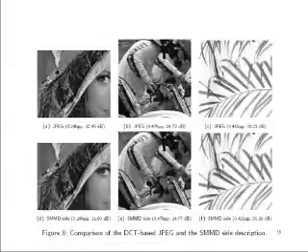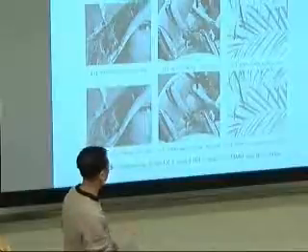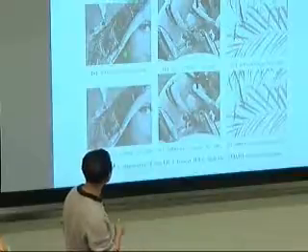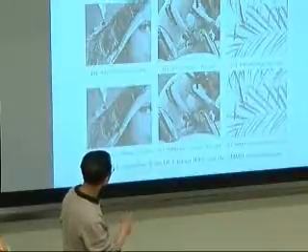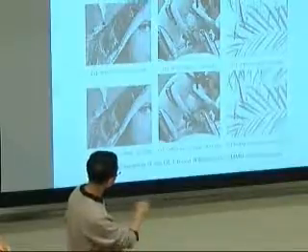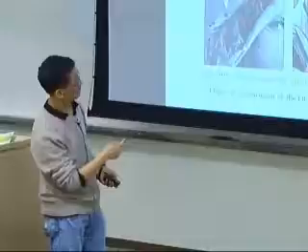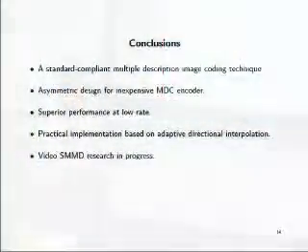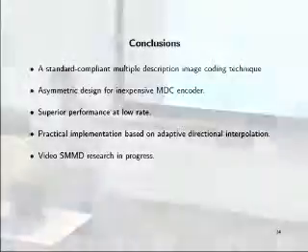We also compare this technique against the DCT-based old JPEG. At those bit rates, you see even blocking artifacts. So this is JPEG 2000, old JPEG, DCT-based, and this is the current technique. Okay, so I'm done.